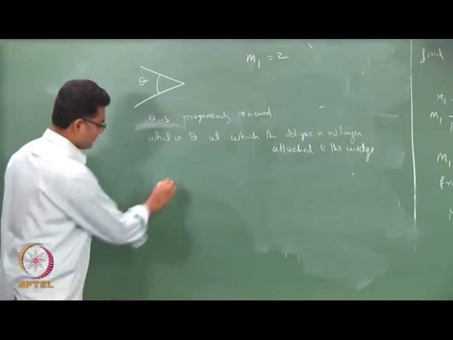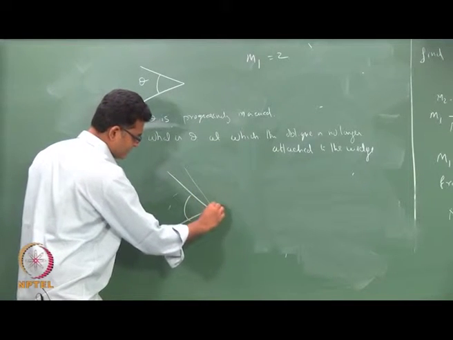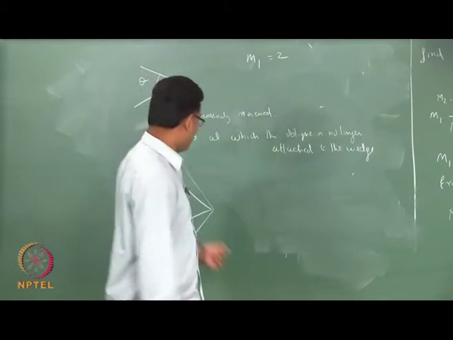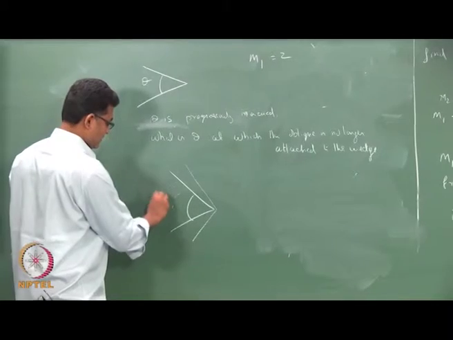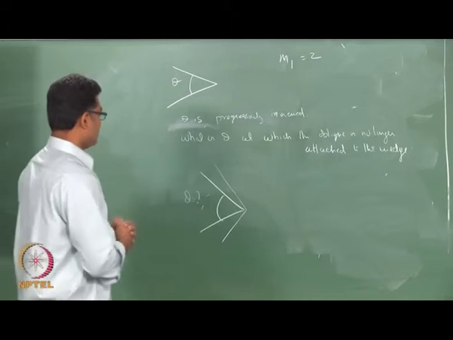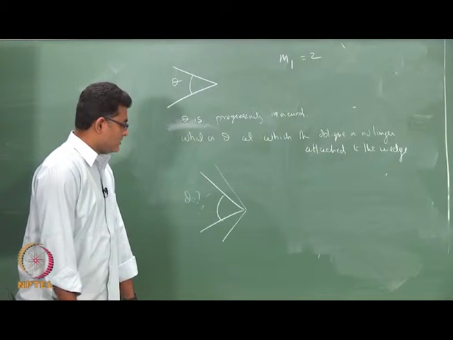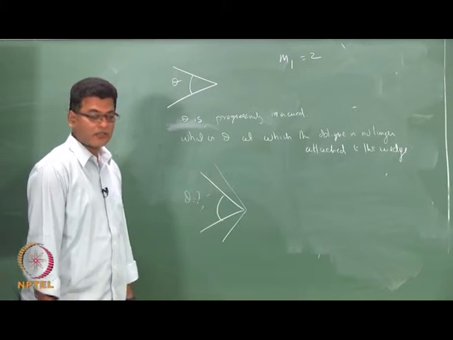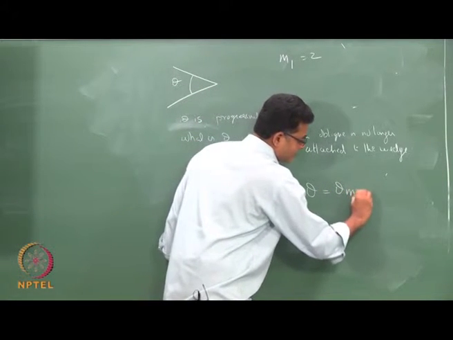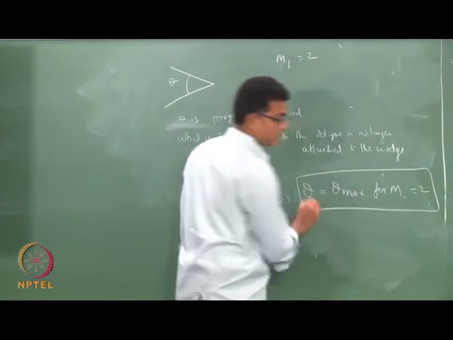Okay. So, what do I mean by that? I increase my theta to some value. Now, the shock instead of attaching is detached. It is no longer attached to the body. So, what is this theta at which the shock is no longer attached? So what do I mean by that? You need to find what is the theta max for M1 equals 2. That is all you need to do.